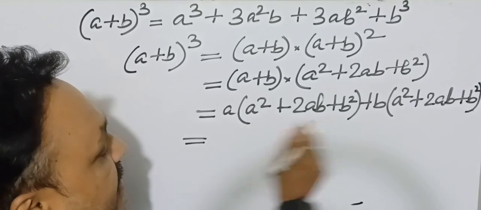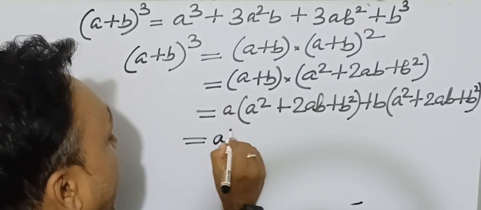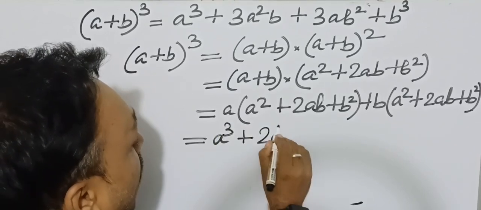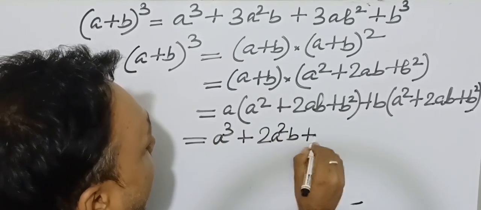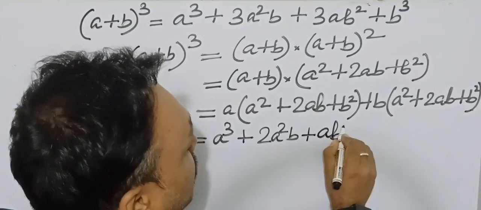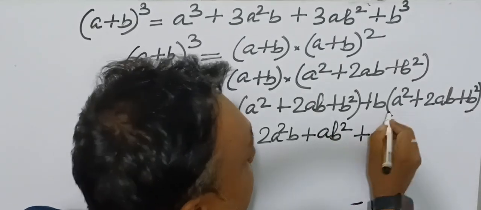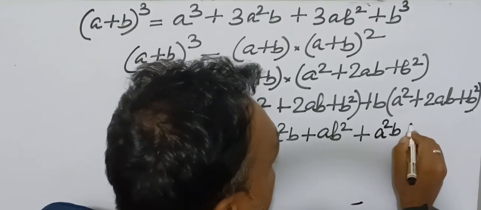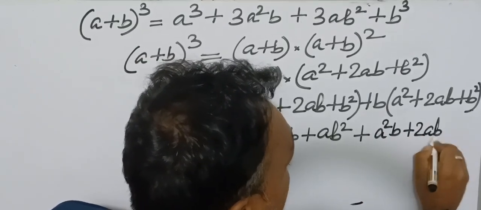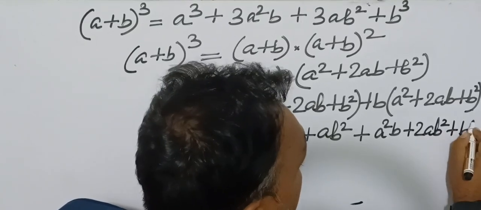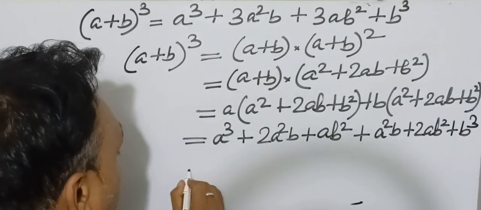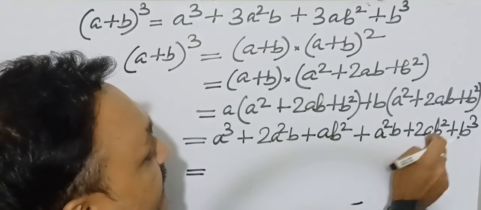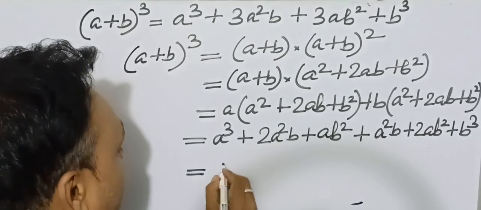Now we'll again apply the distribution property. a into a² gives a³ plus 2a²b plus ab². Again you will multiply with b, the whole bracket, you will get a²b plus 2ab² plus b³. Now you can simplify. These are the like terms, this and this are like terms, and this with this are like terms. So we have to simplify here.